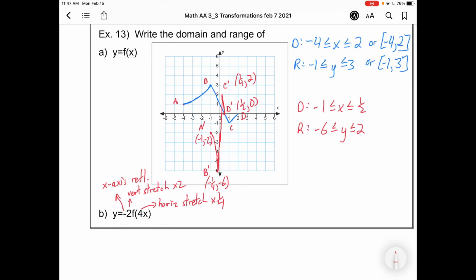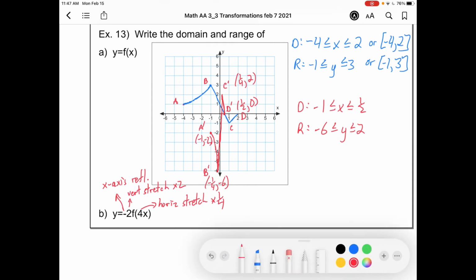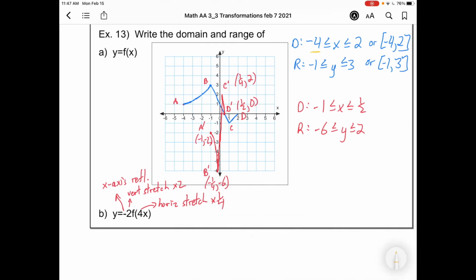What you might notice is that you could have done this probably with less work by taking this x value and multiplying it by 1/4, because it's a horizontal stretch by 1/4. Times 1/4 gives us -1. The endpoint, which is 2, times 1/4, 1/4 of 2 is 1/2. There we go, with a little less work.